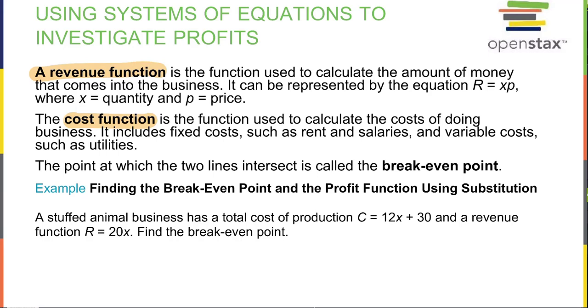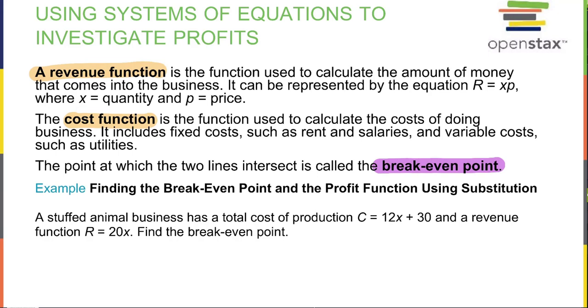Now, if you were to find both of those functions and then graph them, the place where they intersect would be called the break-even point. So revenue, the amount coming in, cost, the amount going out, where they cross, that's where they're going to break even. Okay, so finding the break-even point of a profit function using substitution. You can solve a system to solve for the break-even point.